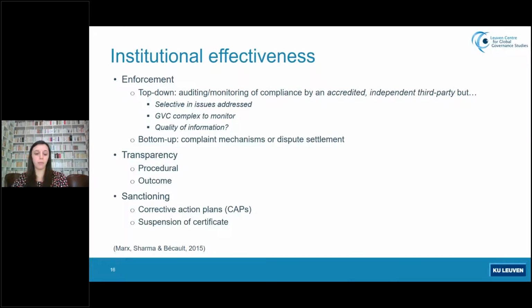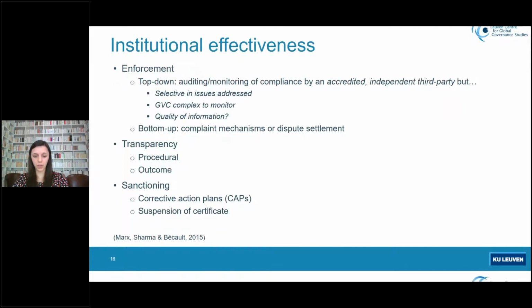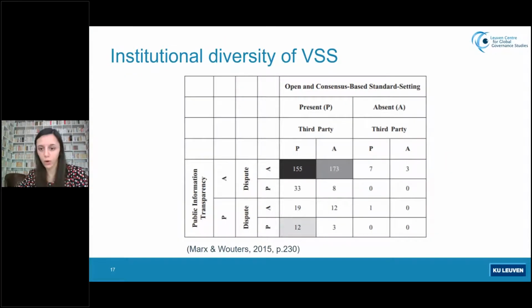Okay, so as I mentioned several times, VSS can really vary a great deal in all those different dimensions. And Axel Marx and Jan Wouters actually conducted research on the institutional diversity of VSS, and that's exactly what they measured. They analyzed 4 dimensions of VSS. So they first analyzed whether they have open and consensus-based standard setting procedures, whether compliance is assessed by a third party, whether they disclose information to the public, and whether they have dispute settlement mechanisms.